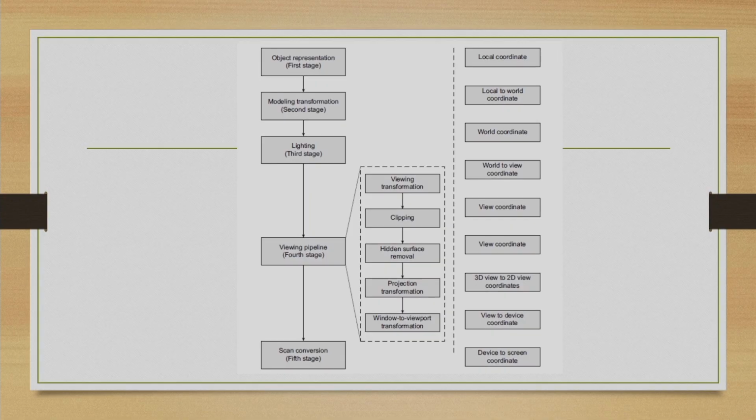Now, as we know, there are 5 stages. We already have discussed the first 2 stages, namely object representation and modeling transformation. Currently, we are discussing lighting at the 3rd stage, and after this we will be left with 2 more stages to discuss: the 4th stage viewing pipeline and the 5th stage scan conversion.